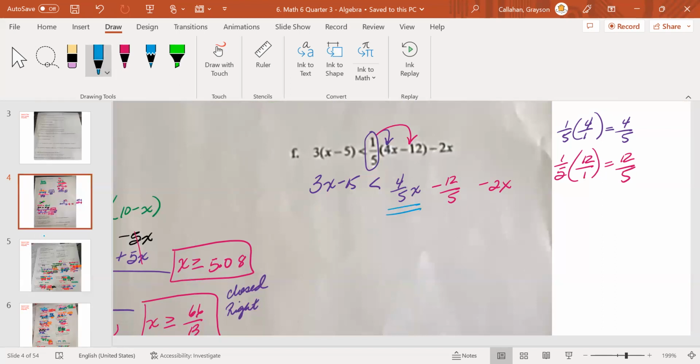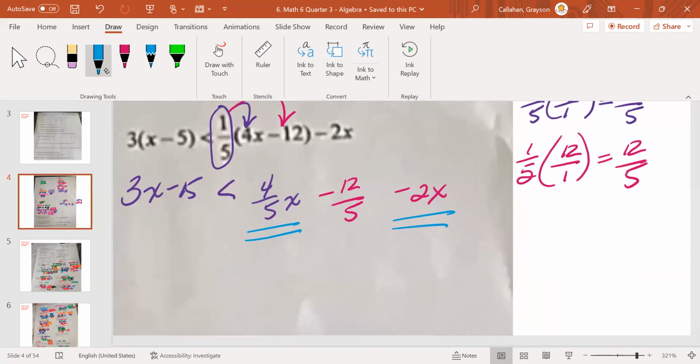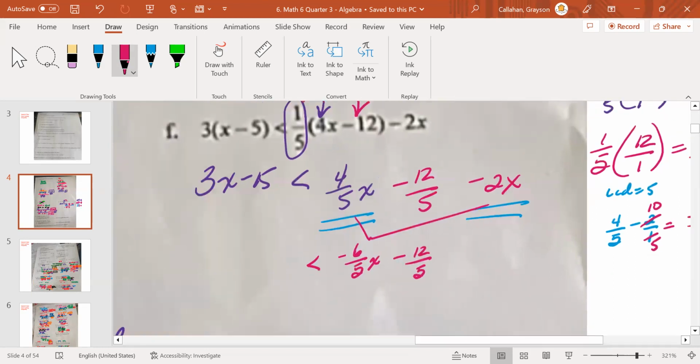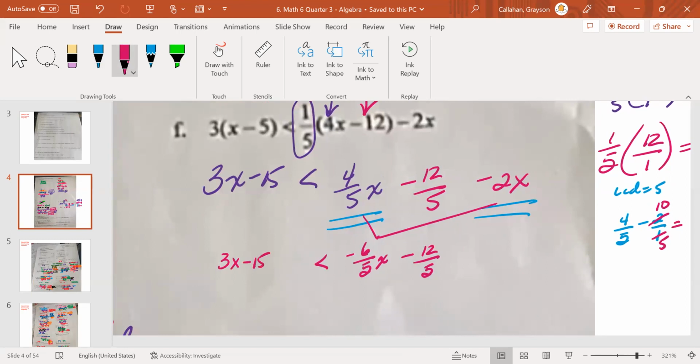Which one are you going to combine? Right? Do this on the side. On the side, when you're working on this, you're going to have 4 over 5. You don't need to put the x. We know it's x. Minus 2 over 1. Lowest common denominator is going to be 5, which means you times that by 5. 2 times 5 is 10. When you subtract it, you get a negative 6 over 5, right? So here you have negative 6 over 5x. That's what you combine the two together, right? Minus 12 over 5. Don't forget what you're doing on this side, 3x minus 15.